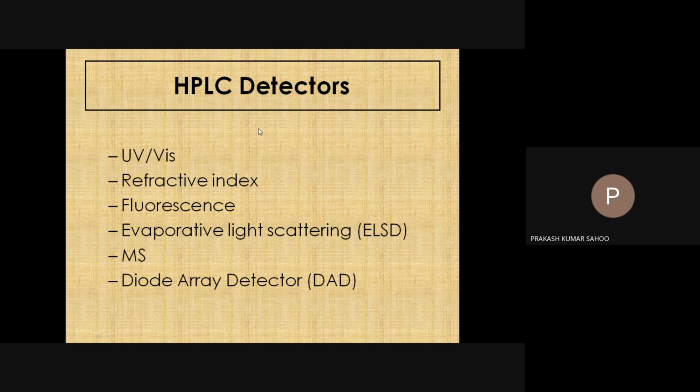The different detectors are used to detect the separated components of a mixture. The first one is UV visible detector, refractive index detector, fluorescence detector, evaporative light scattering detector, mass spectrometry detector, diode array detector. So there are many types of detectors which are connected to your HPLC to detect the separated components in a mixture.